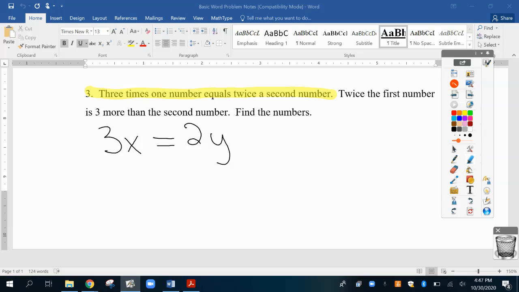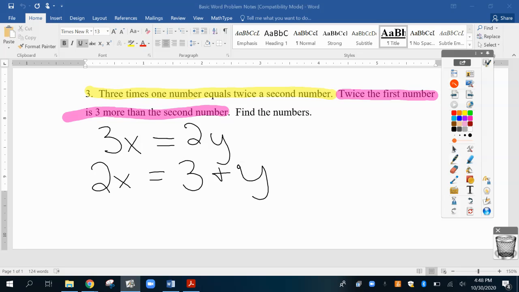What is the equation we are going to want to use to represent this second sentence? Okay, we have twice the first number is, so equals, 3 more than tells us to add the second number. So 2x equals 3 plus y. We also could have put that down as 2x equals y plus 3. Those are the same thing. So now we don't really have this nice, neat, stacked look going on, which means elimination probably isn't the option we want to go with here. So here we probably want to go with the option of substitution.